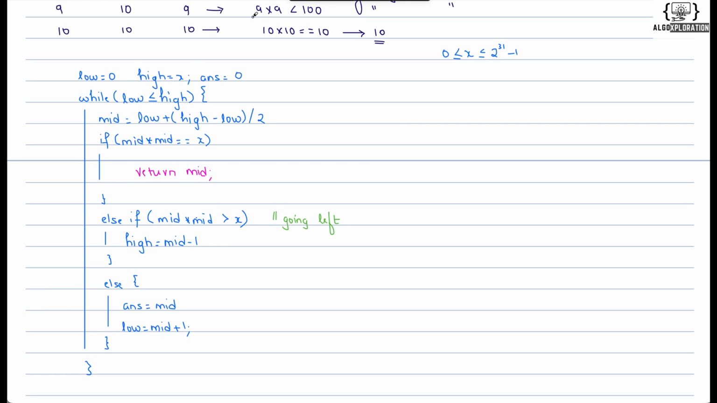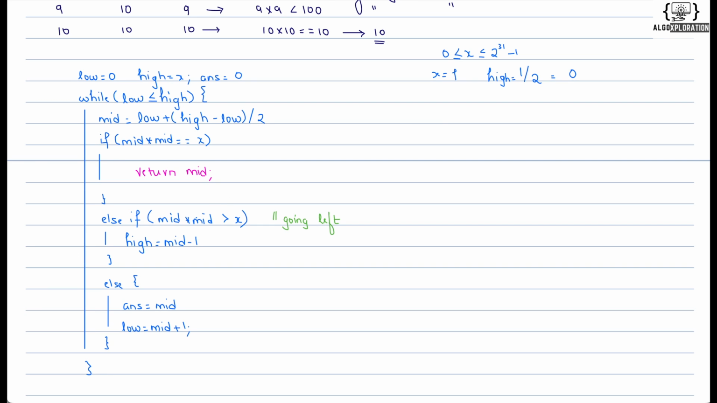Now the second thing is, do we need to take high as x? Can't we take high as x by 2? Because obviously we don't have to go till x, right? The square root will be lying from 0 to x by 2 as well. Okay, but if the value of x is 1, and if I do 1 by 2 to find the value of high, obviously the high will be 0. We can't actually find the square root of 1 as well. So that's the reason I have taken high as x.